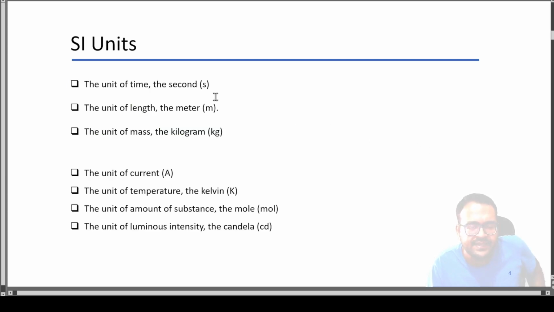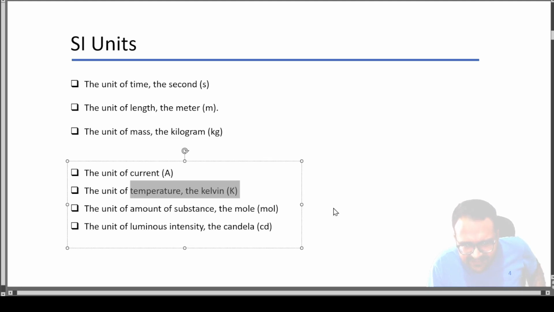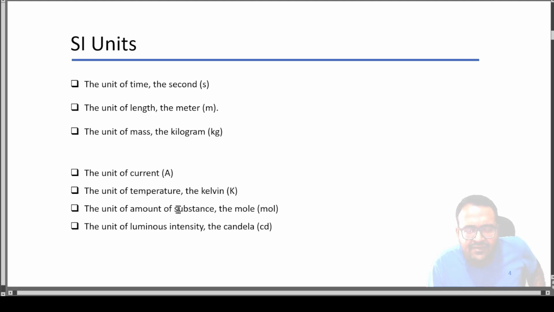So, some SI units of very common things. The SI unit of time is second. The SI unit of length is meter. You know that. The SI unit of mass is kilogram. The unit of current is ampere. The unit of temperature is Kelvin. The unit of amount of substance is mole. The unit of luminous intensity is candela. So all these are the fundamental, the basic sets of units. So we have here 7 units.